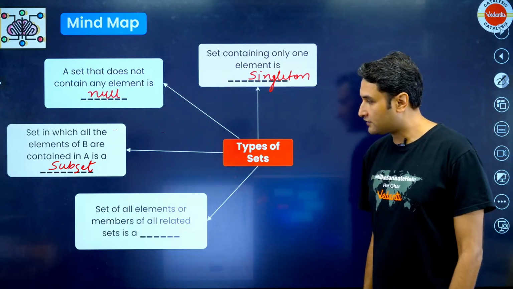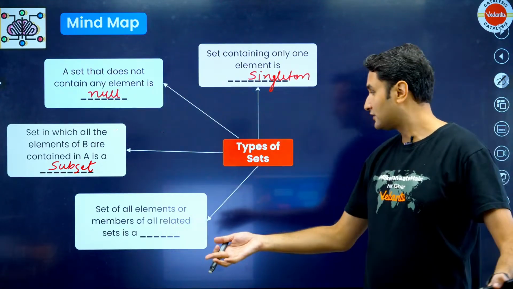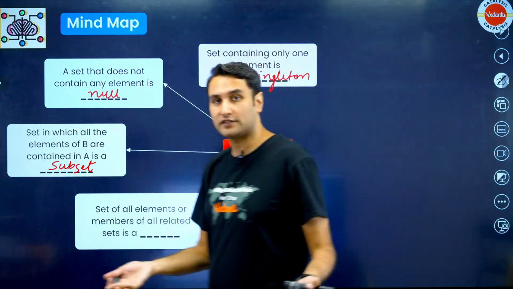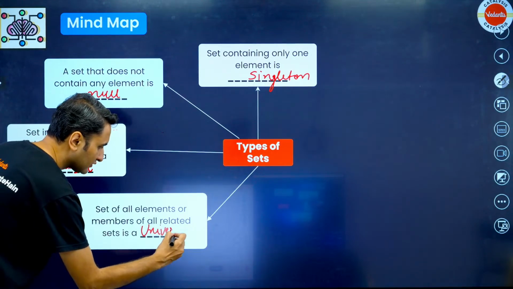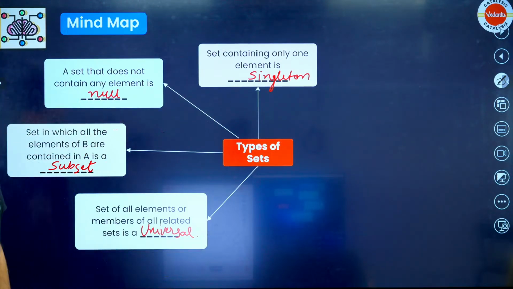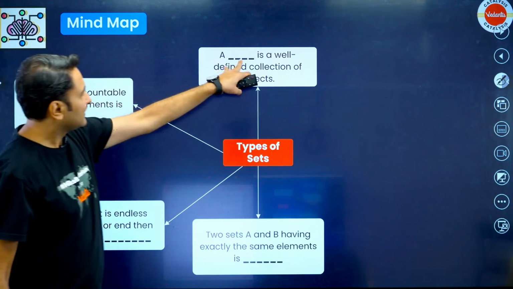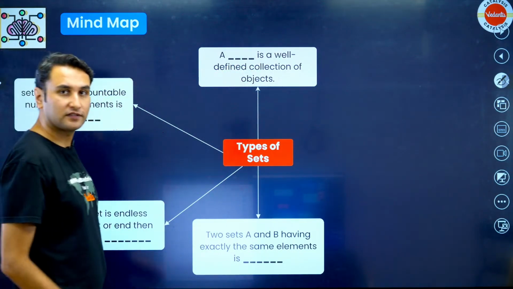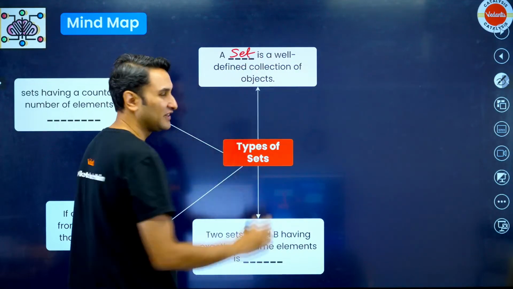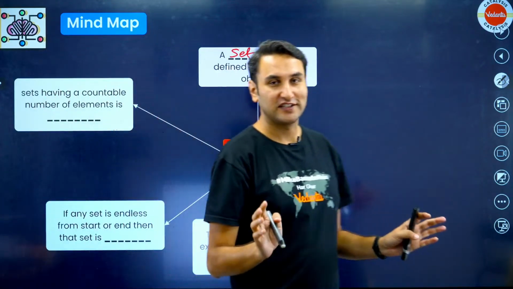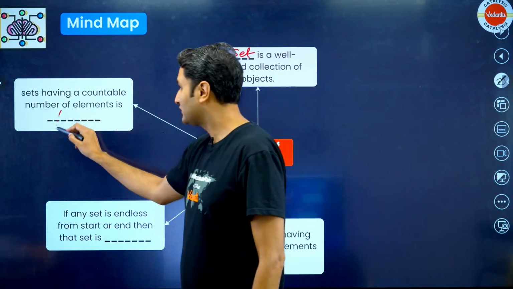Set of all the elements or members of all related sets, universal set. Everything, it is like everything, right? A dash is a well-defined collection of objects. What is a well-defined collection of objects? Set. Yes, simple. It's just a quick summary of what we have done in this chapter, just to end the session. And sets having a countable number of elements is finite set.